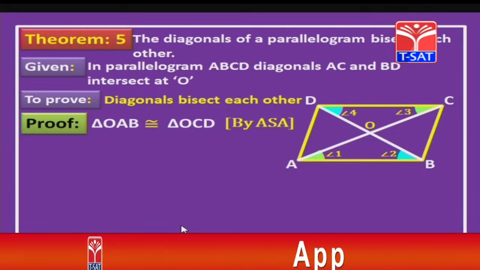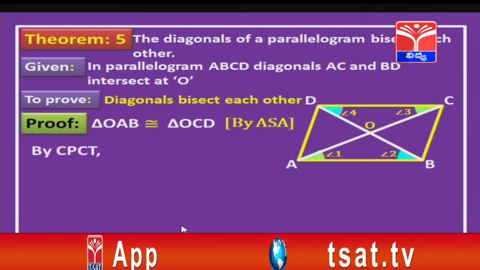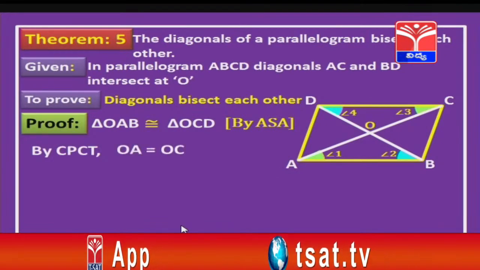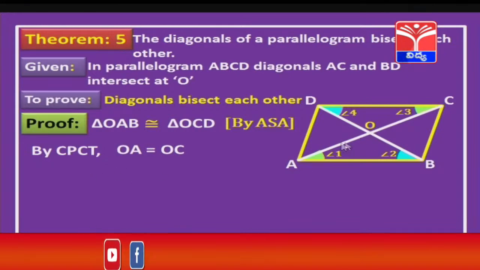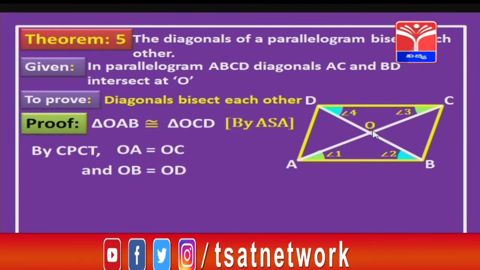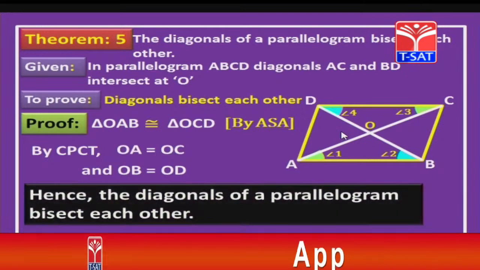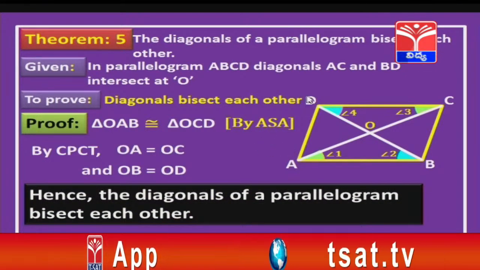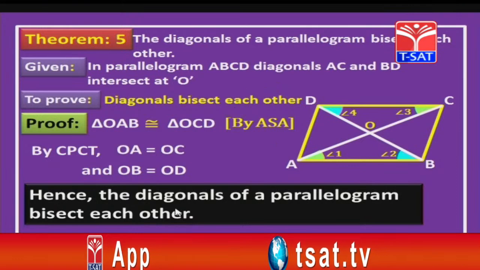So, both the triangles are congruent, you got. So, by CPCT, what do you get? Yes, I get the corresponding parts are equal, that is OA and OC are equal. Then what is the other congruent part, children? Yes, OB and OD, they are also equal. That means, I can say that the diagonals of a parallelogram bisect each other.